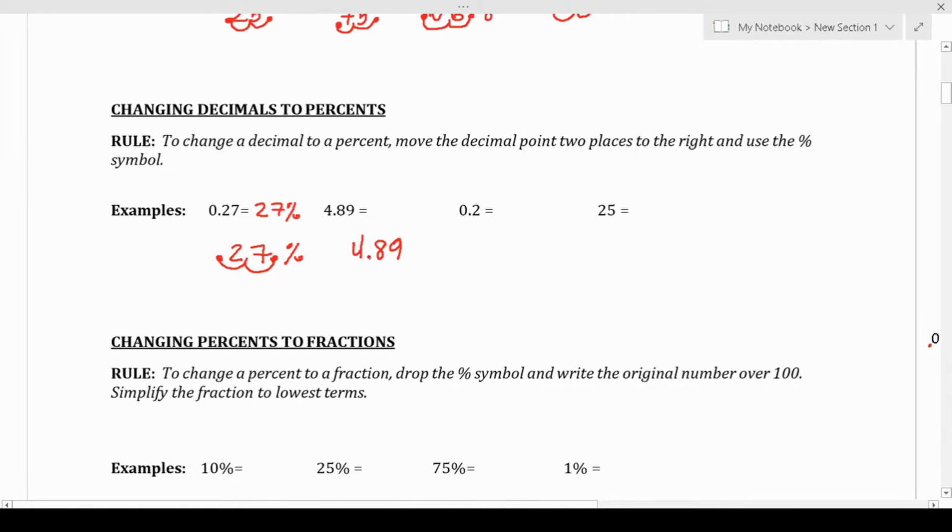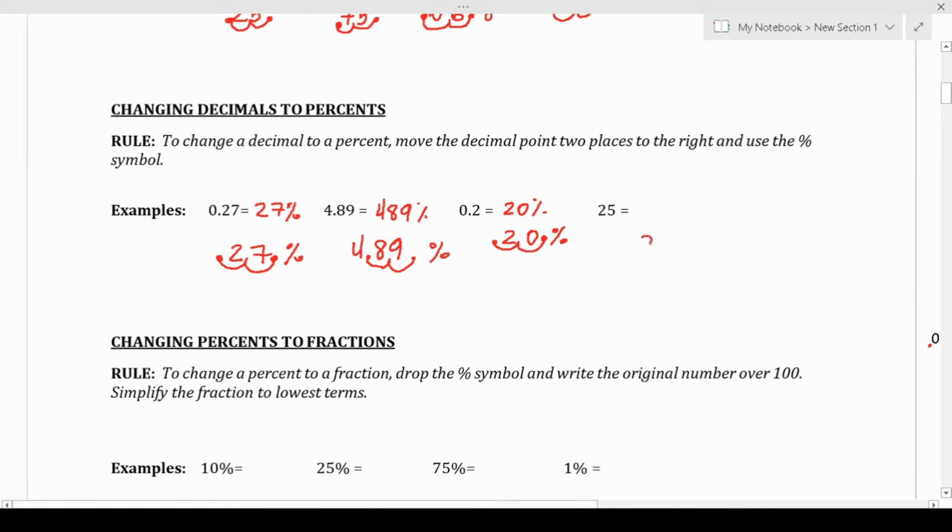4.89. Again, take our decimal, shift it 2 places to the right, 1, 2, add our percentage symbol. So we can see that 4.89 in terms of a percent is 489%. Now we have 0.2, and we want to convert this to a percent. Again, take its decimal, shift it 1, 2 times to the right, add a 0 as needed, and throw on the percent symbol. So this is 20%.